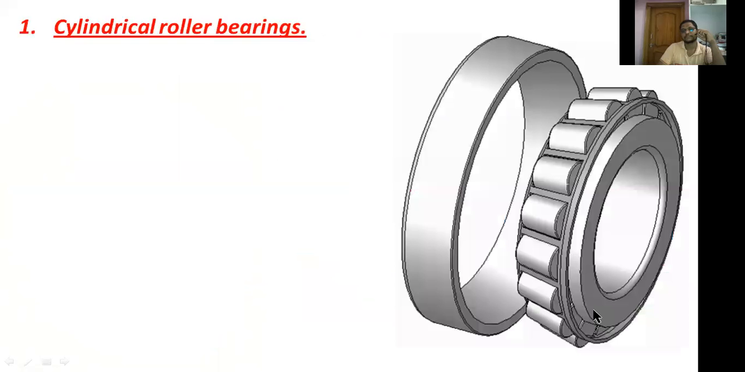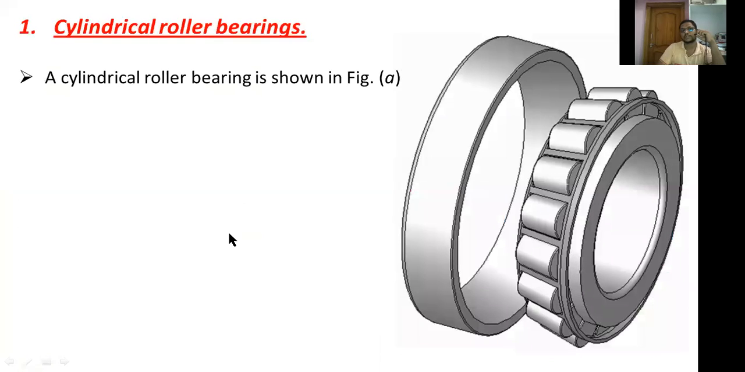Now first one is cylindrical roller bearings. A cylindrical roller bearing is shown here. Here these are the rolling elements. We are using rollers as rolling elements, and this one is the outer race. The outer race is a fixed element, and this one is the inner race. Here we are using a groove for the inner race.